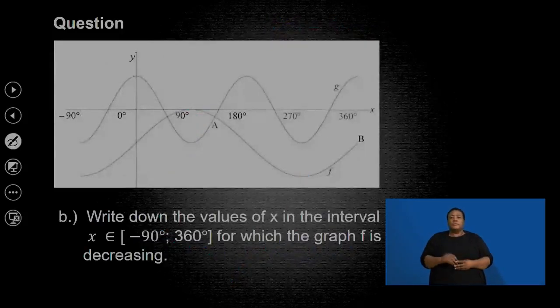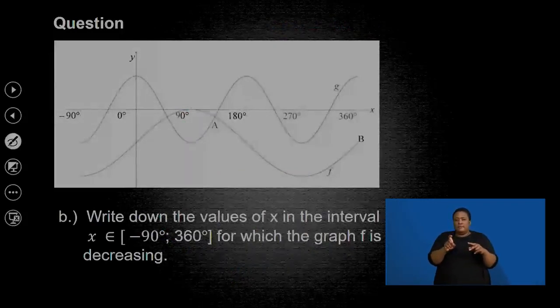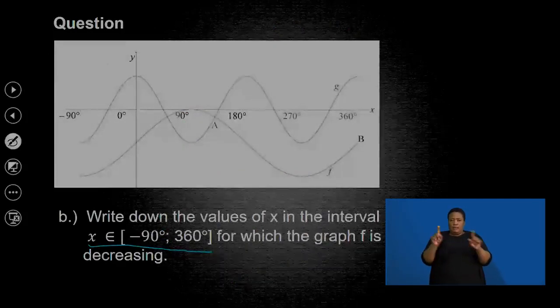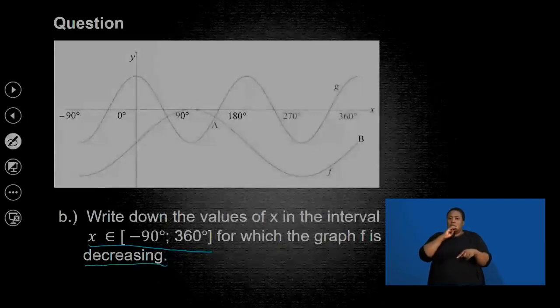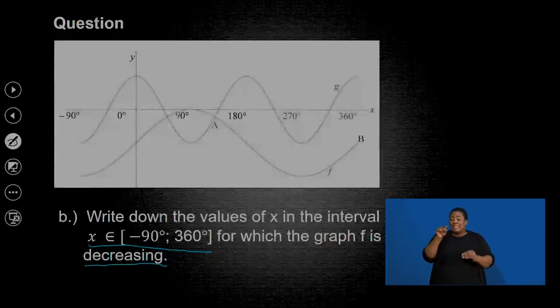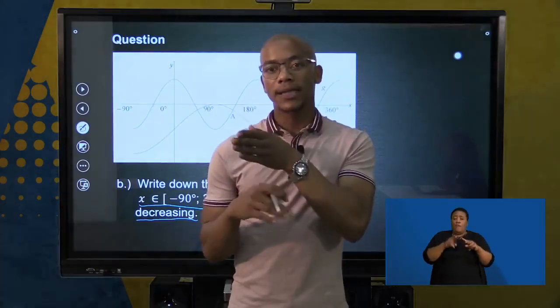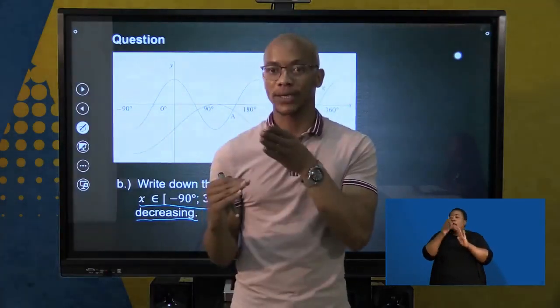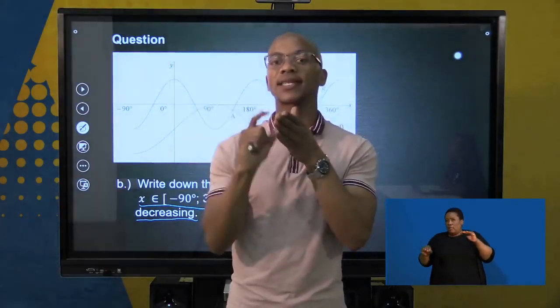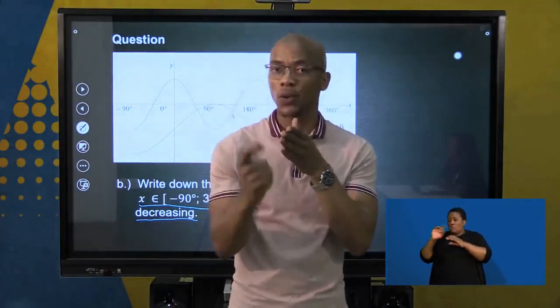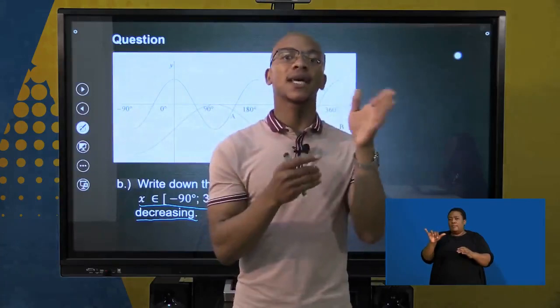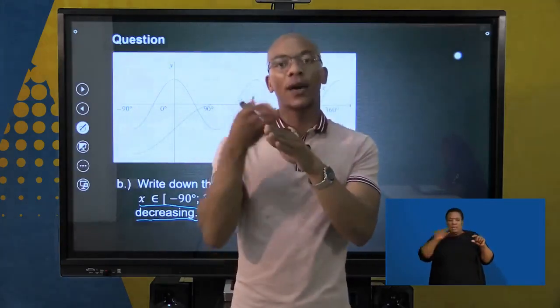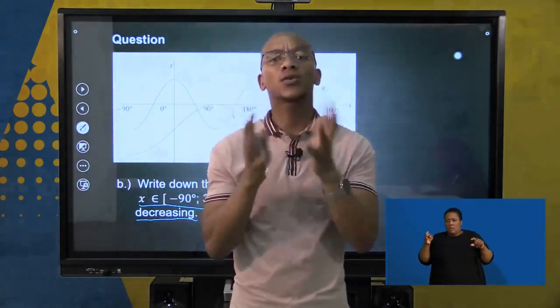The following question says, write down the values of x in the interval, that interval there, for which the graph is decreasing. Now let's first talk about what it means for a graph to decrease. For a graph to decrease, it means that as the values of x are increasing, the values of y are decreasing. To see whether a graph increases or decreases, we look at the y value. For it to increase, it means as the x values are increasing, the y values are also increasing. So those are the two differences.